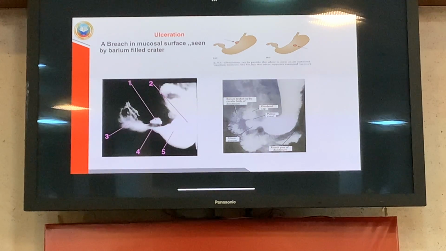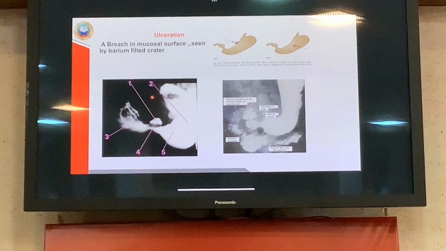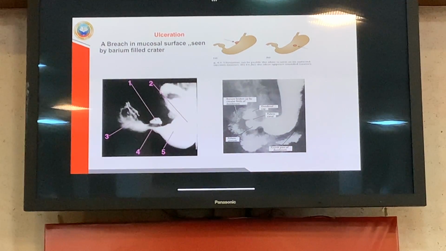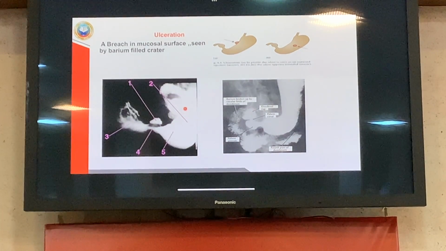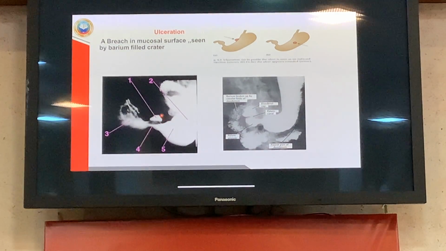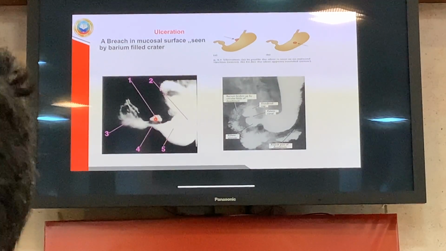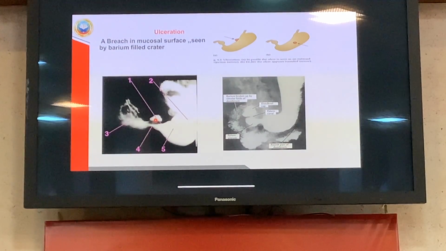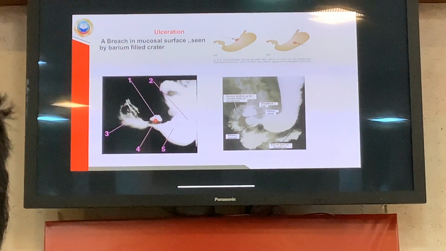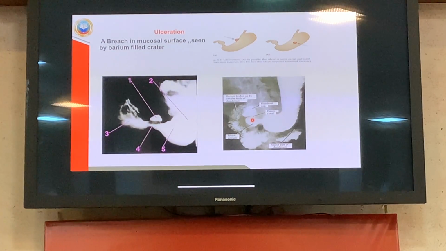About ulceration. Ulceration is a breach in the mucosal surface, filled by barium. If you look at this picture, this is the stomach, and this is the cavity filled by barium, and this is a defect in the mucosa, and there is a collection of contrast here. This is the typical appearance of a gastric ulcer, a collection of barium at this surface. And this is a normal picture of the stomach.